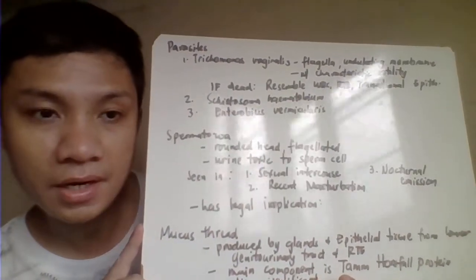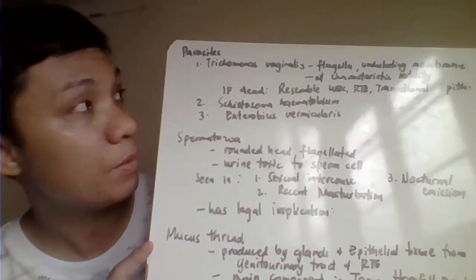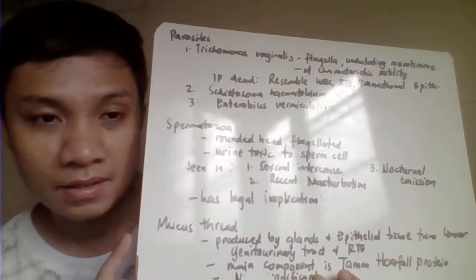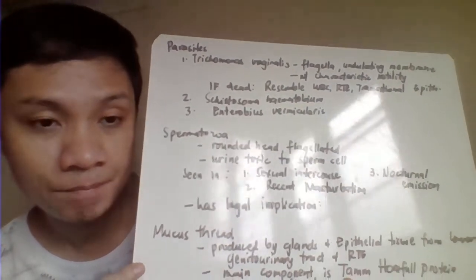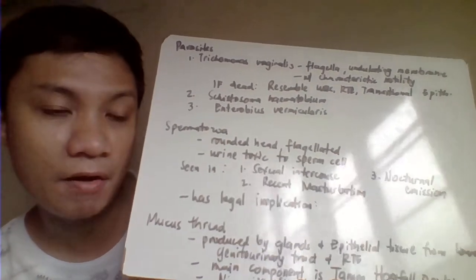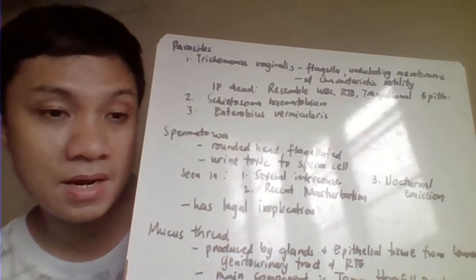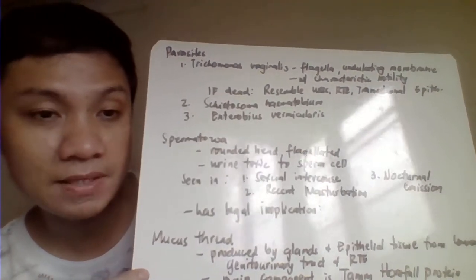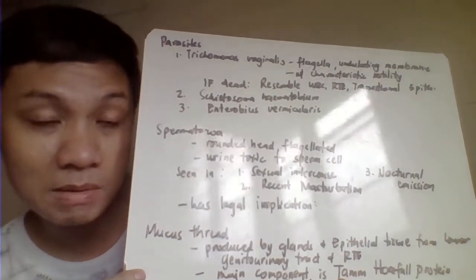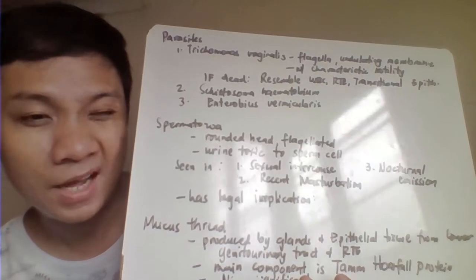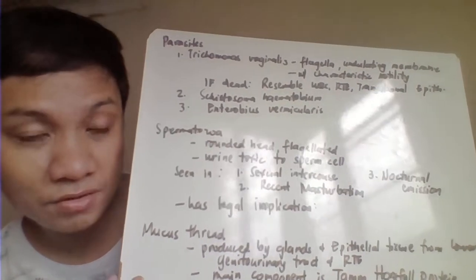Okay, so another cellular sediment here that might be present in our urine sample would be the parasite. Although normally parasites are not present in our urine sample, they might be. For example, you can find the parasite here in the form of Trichomonas vaginalis. Trichomonas vaginalis is related to sexually transmitted infection.